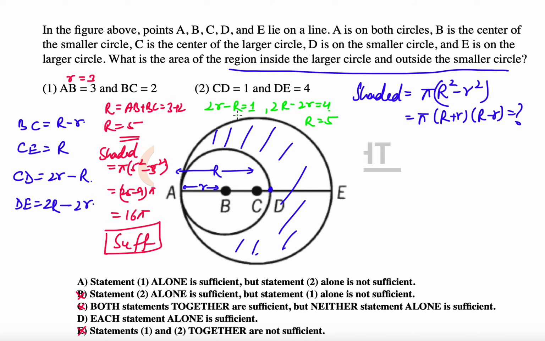Now since the capital R is equal to 5, small r will be equal to 3, and once again we can do the same calculation. That means the second statement alone as well is sufficient to answer the question, and therefore the final answer for the question becomes option D.